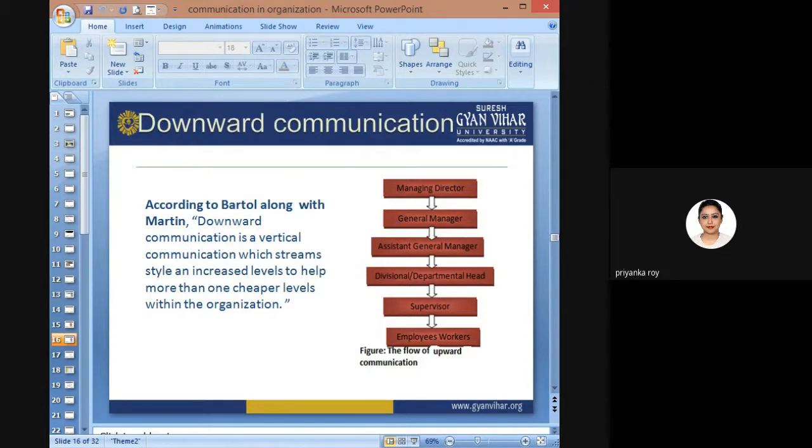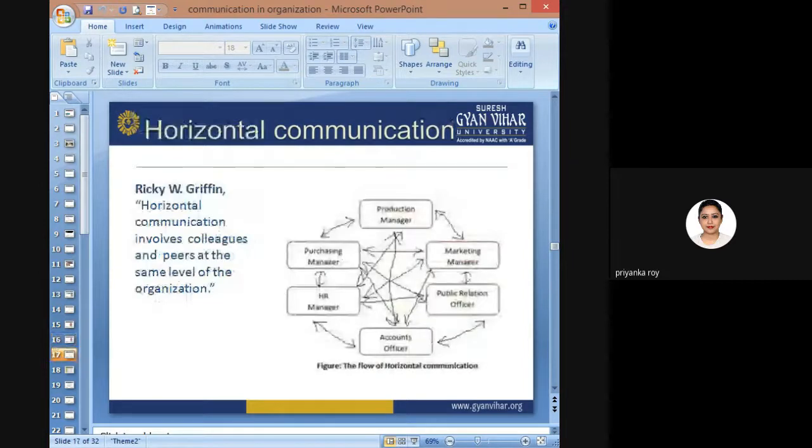So according to Betrol, downward communication is a vertical communication which streams from a higher level to a lower level within the organization.